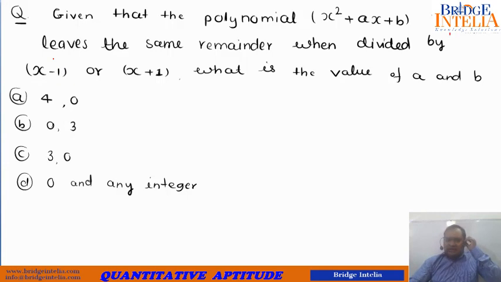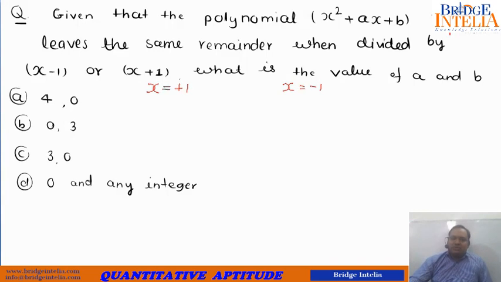Remainders are there, but in both the cases the remainders are the same. That means if you are trying to divide by this or by this, in both the cases the remainder is the same. Or in other words, if you put x is equal to 1 or x is equal to minus 1, in both the cases you will get the same answer. So putting x is equal to plus 1 and putting x is equal to minus 1 in this expression must give you the same value.